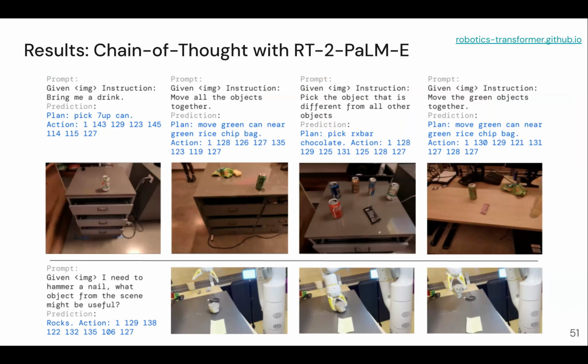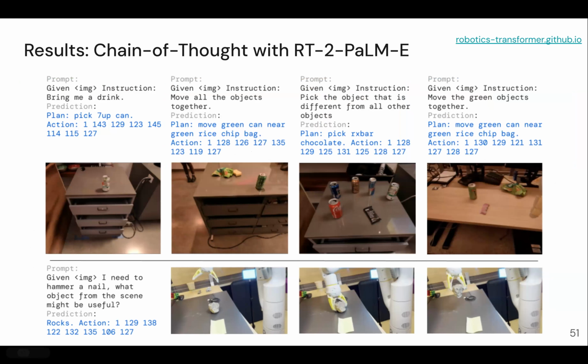We can also do things like chain of thought with this to connect it to new tasks. I really like the one at the end here, where it's: I need to hammer a nail, what objects would be useful, and it has to connect it down to the word rock, for example. So this is definitely out of distribution, but the vision language model can jump in and say, okay, I see a rock. Now that I've grounded this into the action, it actually goes and performs it.